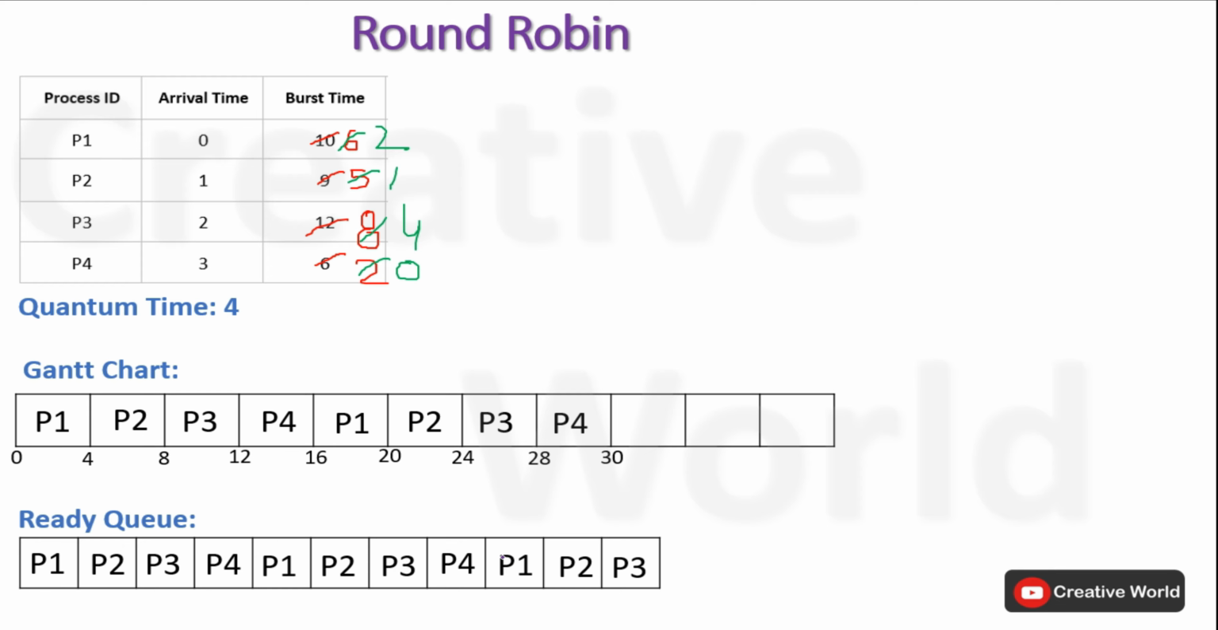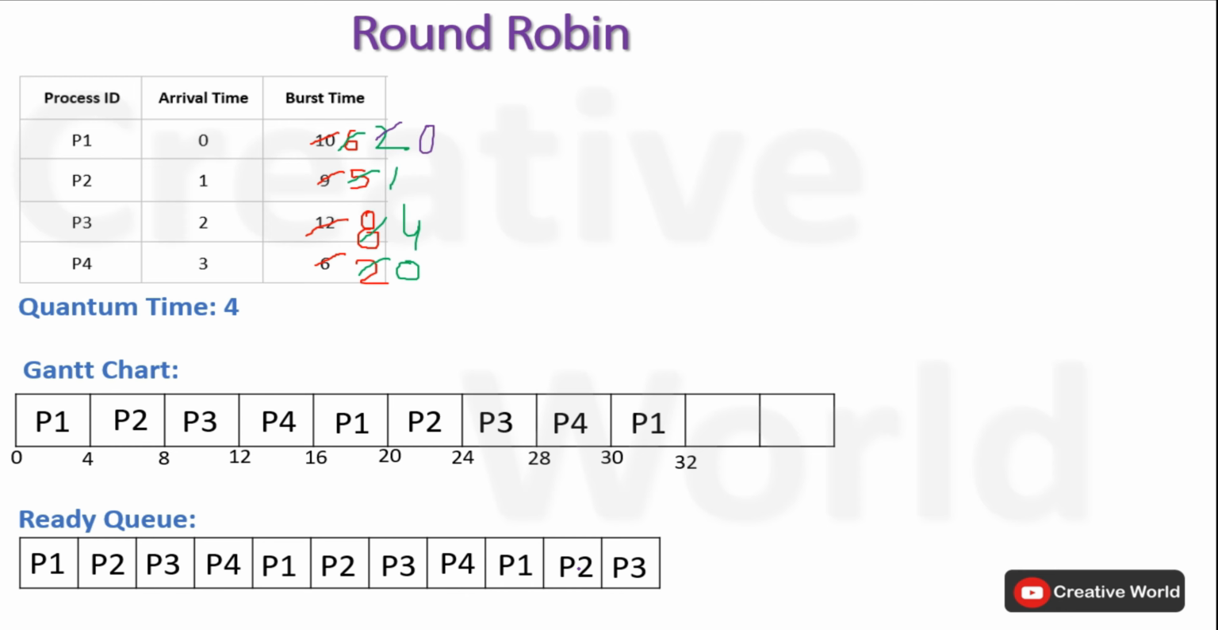So next process is P1. It will be executed for 4 times. Remaining burst time of P1 was 2. So rather than 4 times, it will execute for only 2 times. It will execute from time 30 to 32 and it will finish because remaining burst time will be 0.